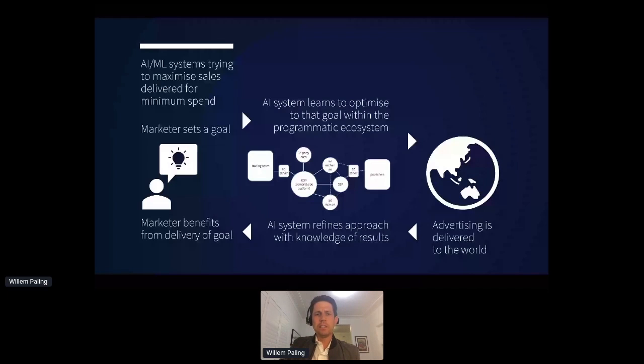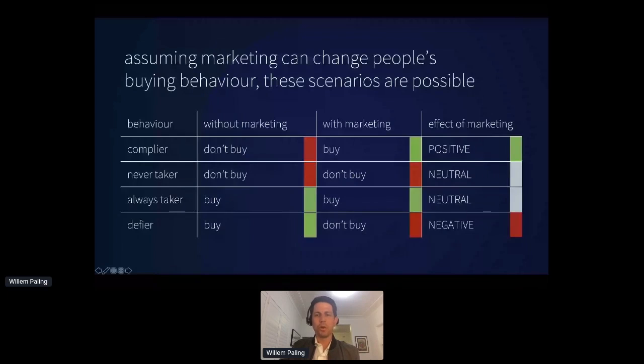Now, it's important to understand causality. This is just a basic causal inference matrix. If we think about the impact of marketing, there are 4 possible impacts. We can have somebody who we'll call a complier, who without marketing is not going to buy. If we put marketing in front of them, they buy. So the effect of the marketing is positive. We have someone who we'll call a never taker. That's someone who without marketing is not going to buy. With marketing, they're still not going to buy. And the effect of marketing is neutral. We've basically just wasted the money.